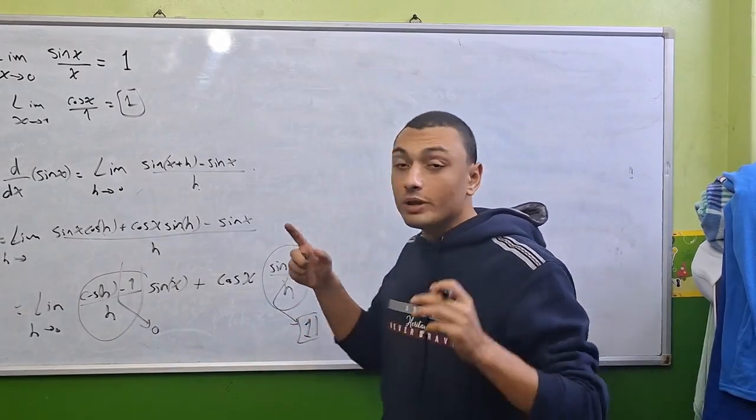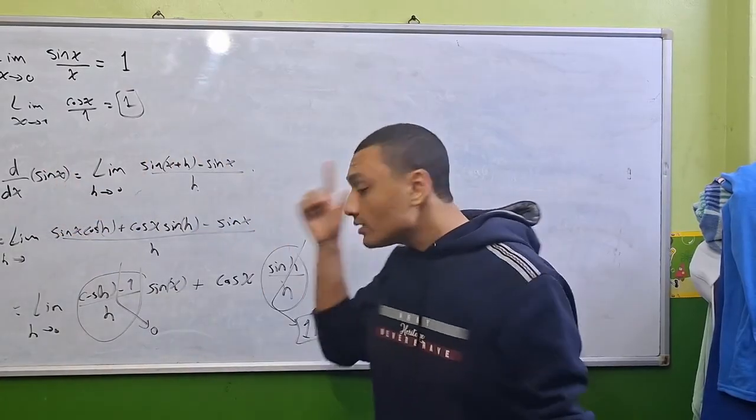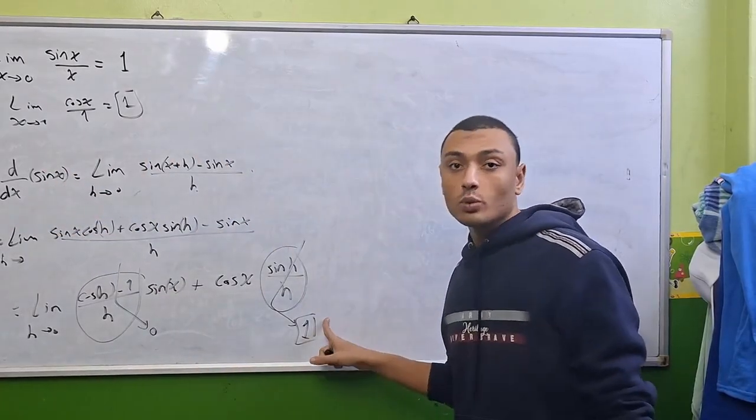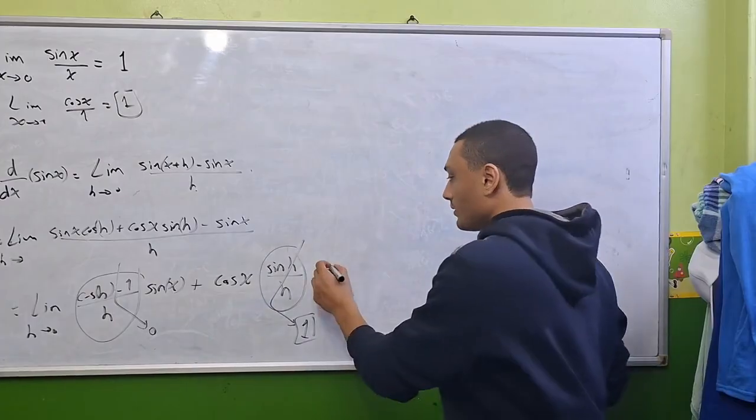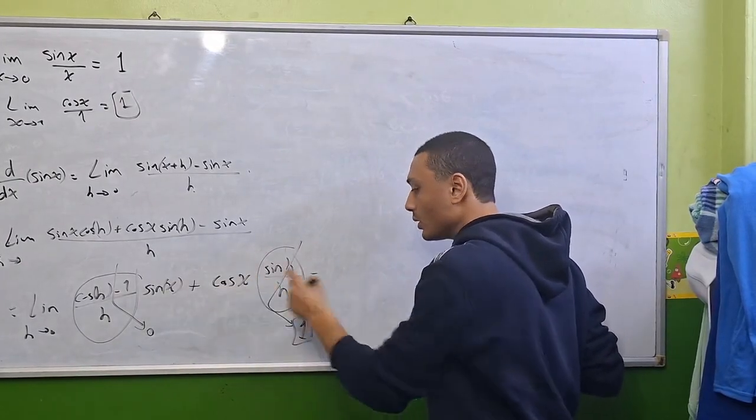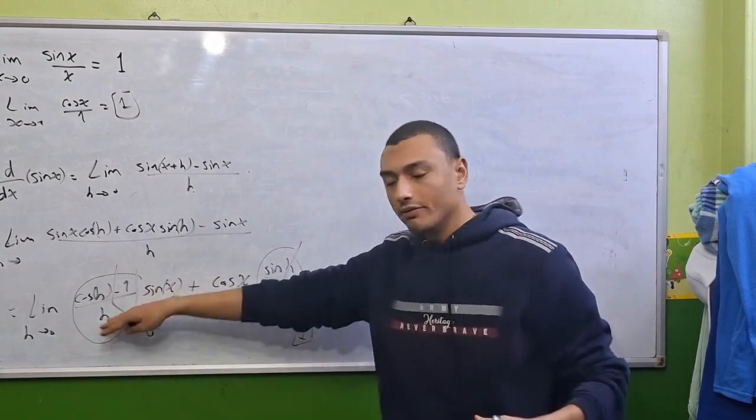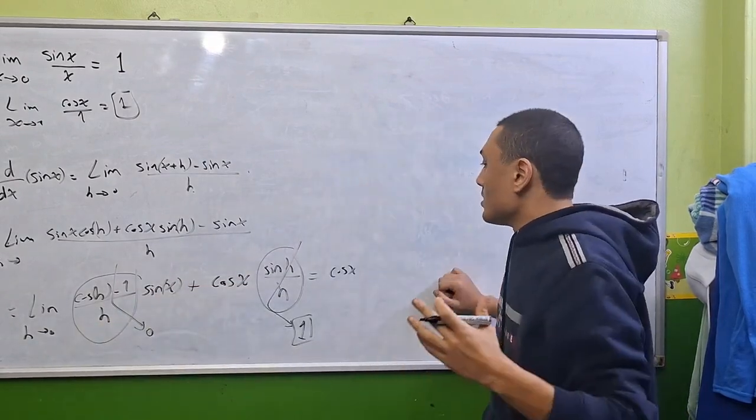Focus. To be able to find the derivative of sine x, you need to know that this limit is equal to 1. So this is what makes the derivative of sine x cosine x. And also this guy is equal to 0. Never mind about this guy for now.